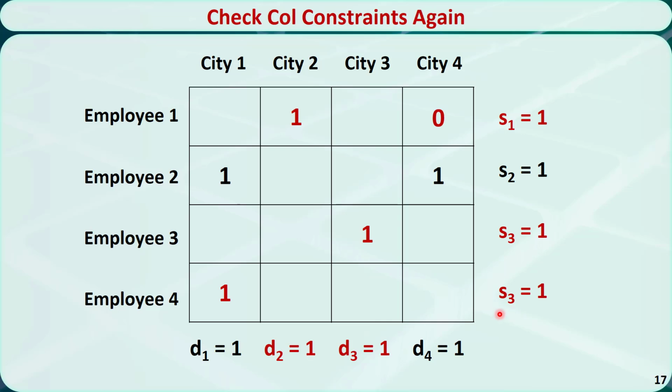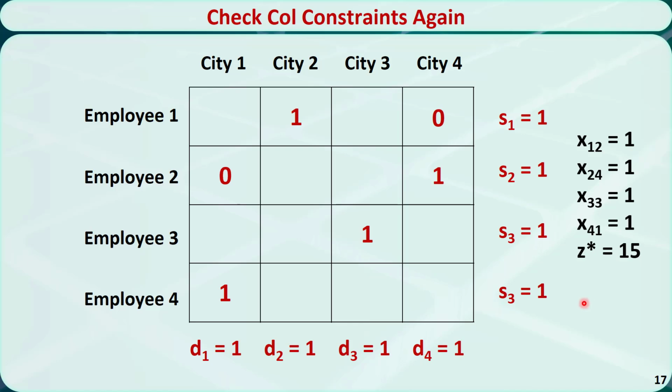Now let's check the column constraints again. For the first column, we know this must be 1, so this cell must be 0. The second column and the third column are still the same. For the last column, we know this is 0, so this must be 1. This is the optimal solution. We plug in the values of the objective function: z is equal to 15.